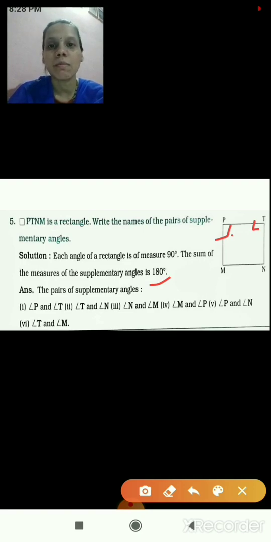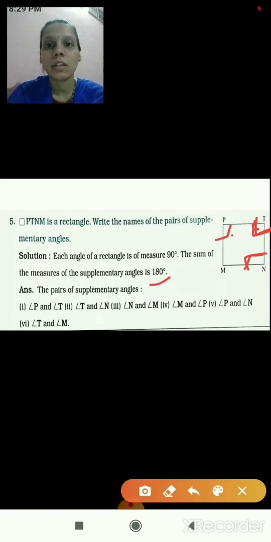Now we will write down the second pair, angle T and angle N. See here, this is angle T and this is angle N. What is the measure of angle T? That is 90 degrees. What is the measure of angle N? That is also 90 degrees. So measure of angle T plus measure of angle N is 90 degrees plus 90 degrees, equal to 180 degrees. Correct. So angle T and angle N are supplementary angles. This is the second pair of supplementary angles.